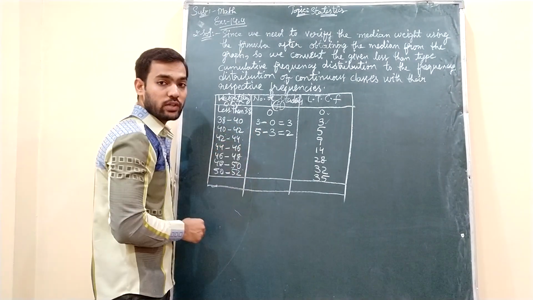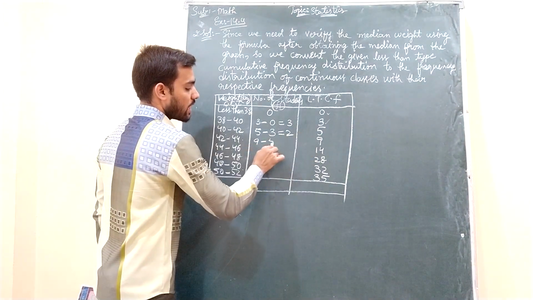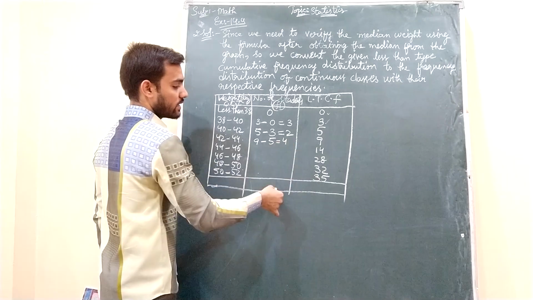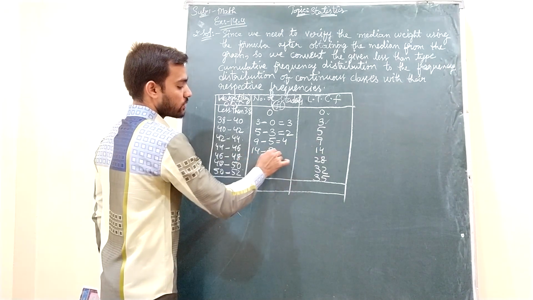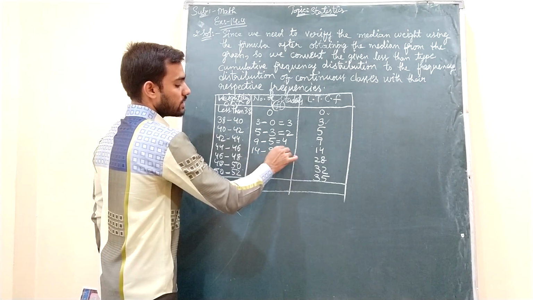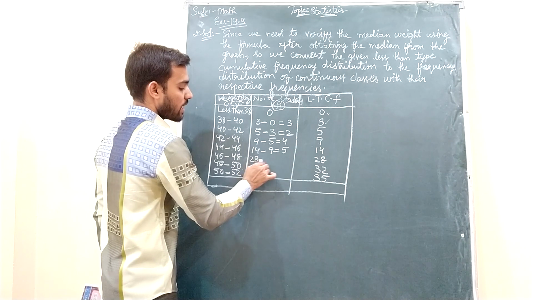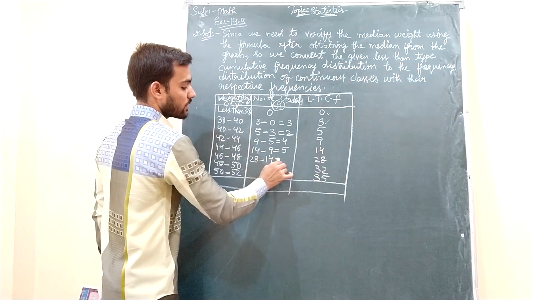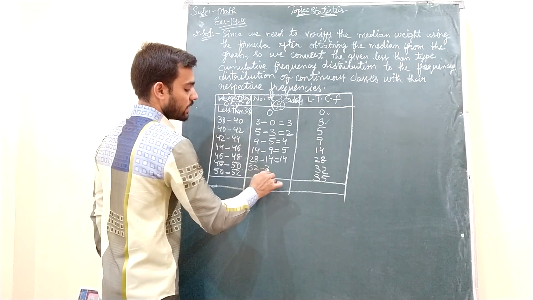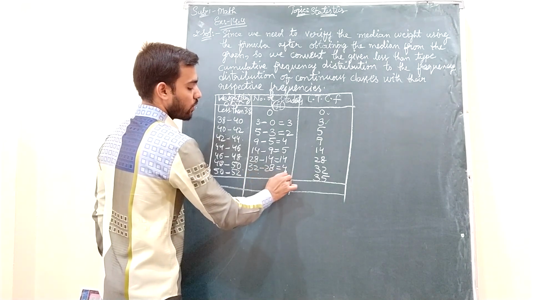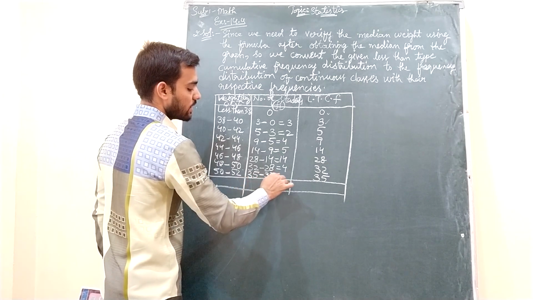Now 42 to 44 kg, how many students are there? I take this 9 minus this 5 I have to do. So I get 4 students. Then in this category 14 minus 9 I have to do. So 14 minus 9 is 5. Then here 28 minus this 14 is 14 only. Then 32 minus 28 I will get 4. Then last one 35 minus 32 is 3.